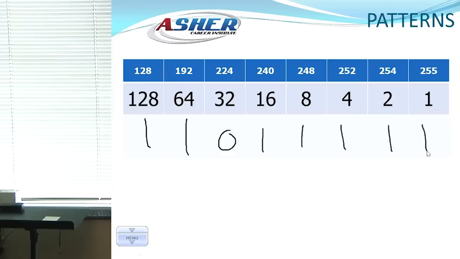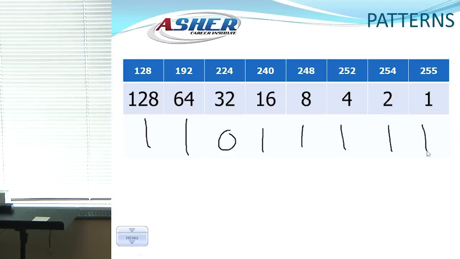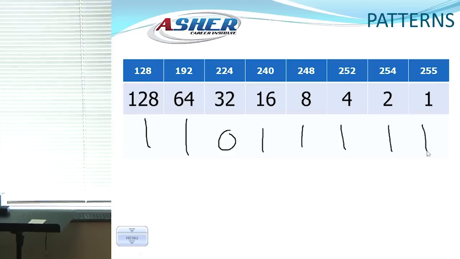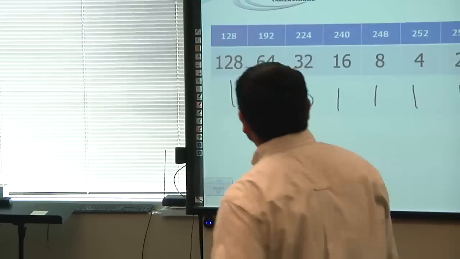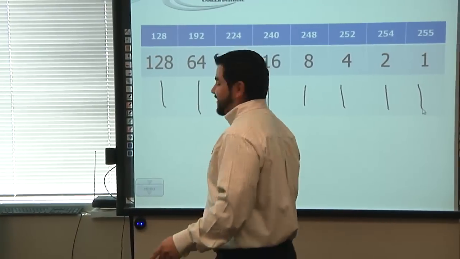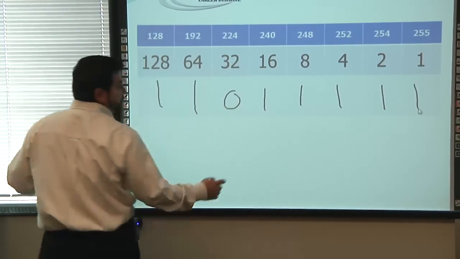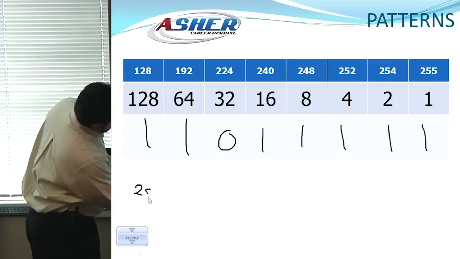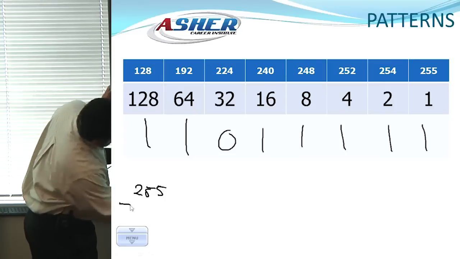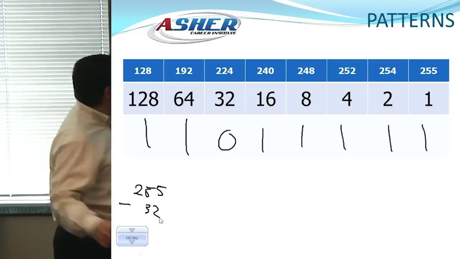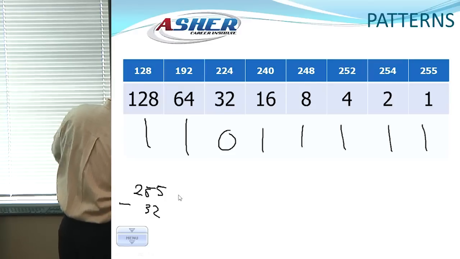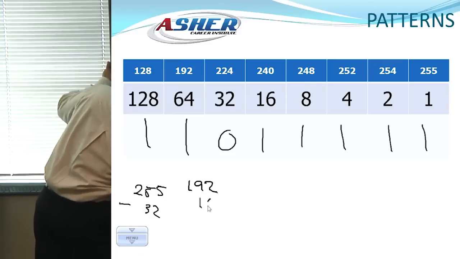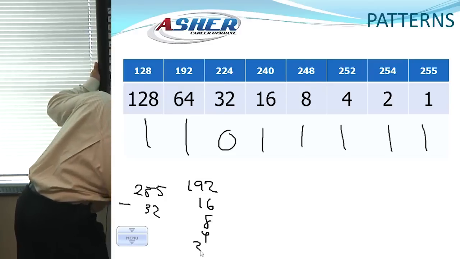All right, so what if I have, show me your work. What would you do to get the answer? Don't tell me what the answer is. What would you do to get the answer? I will add 192 plus 16 plus 8. So the first one that you two said was 255 minus 32, right? Then you said you would add 192 plus 16, 8, 4, 2, 1.